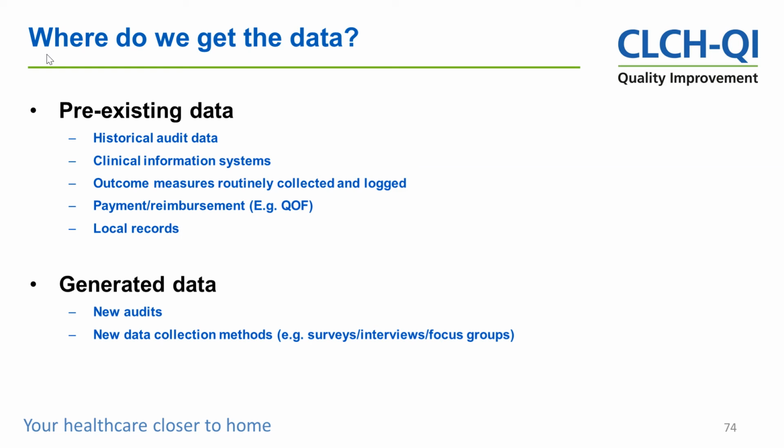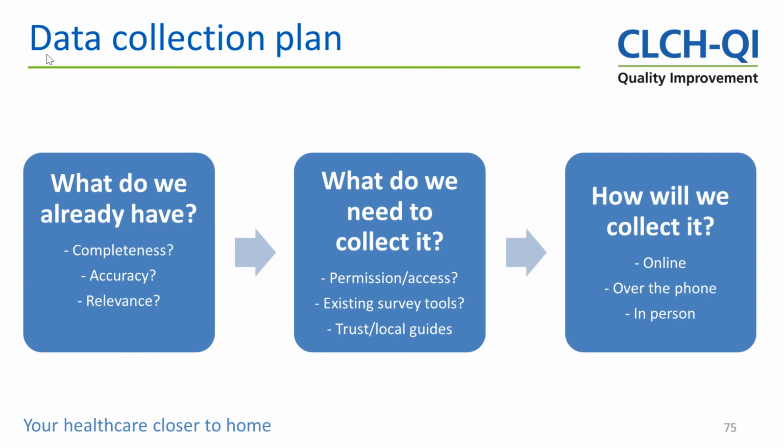So for example, surveys, interviews or focus groups. So there really should be a data collection plan when we're talking about data improvement, and whether or not we're getting qualitative or quantitative data. As I said, we need to talk about what do we already have. So is the data complete? Is it accurate and is it relevant?